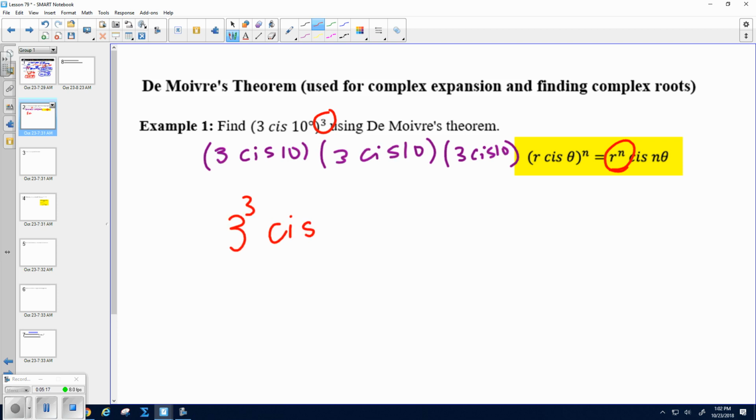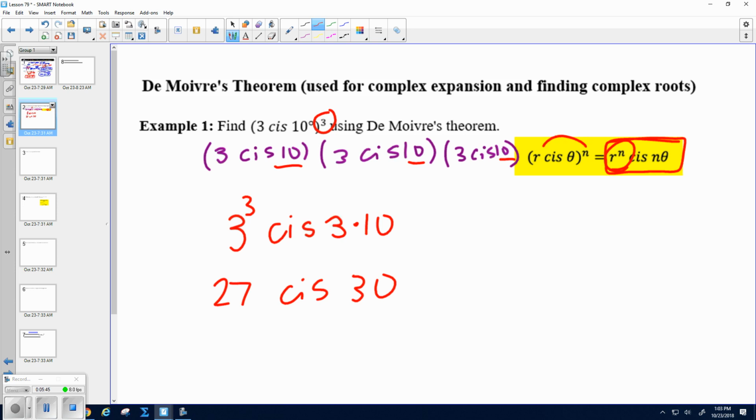Then I do cosine i sine. And the 3 is actually going to multiply to the 10. Because why? We're adding the angles together. So it's 3 times 10. So we get 27 cosine i sine 30. All right, so what does the exponent do? It goes into the exponent of the radius, and it multiplies to the angle every time. Everybody get this little formula? Exponent here, multiply here.